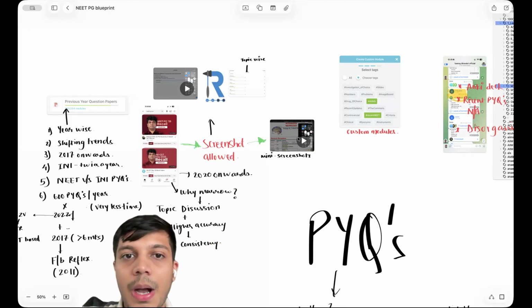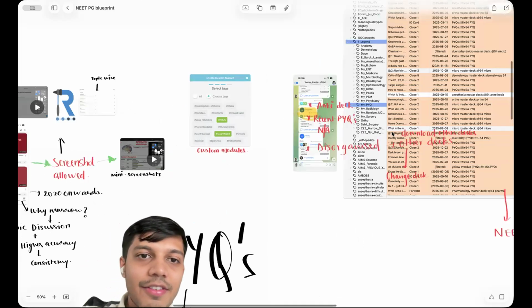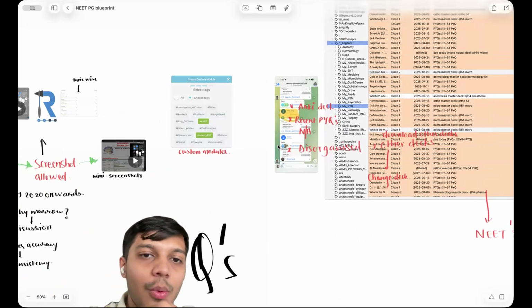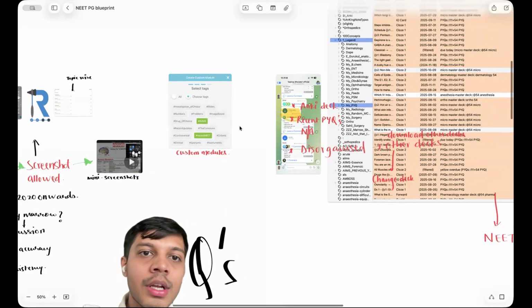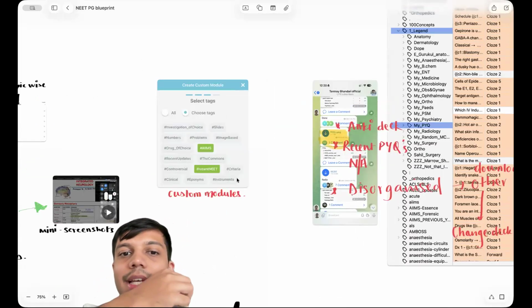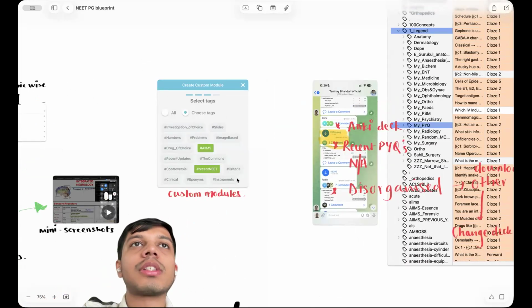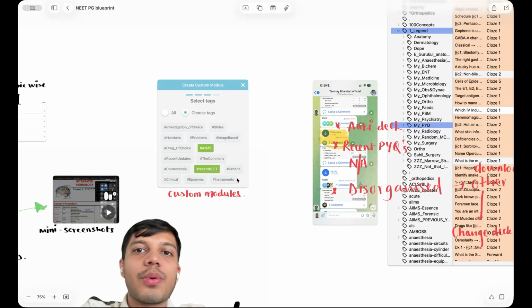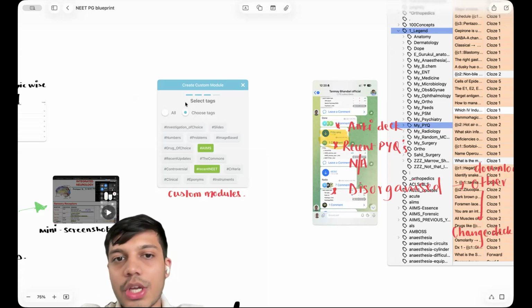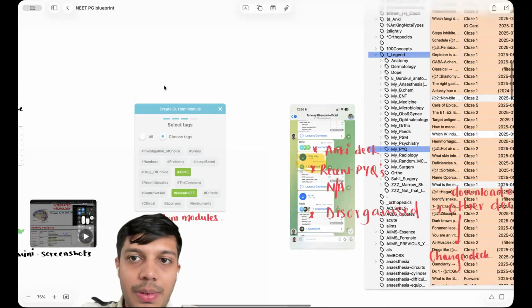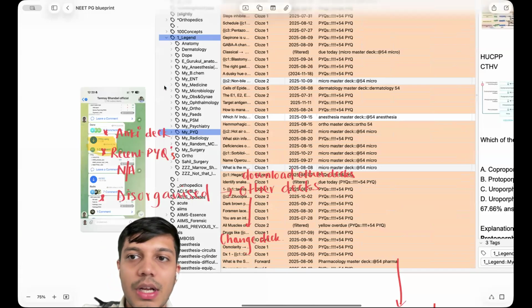But again, the biggest upside of Reflex is that everything is topic wise. But if you want to do topic wise as well, you can make custom modules and select tags. And when you make custom modules, make a custom module of 200 questions so that you see all of the questions of that particular topic in one place, and you don't have to make multiple custom modules.